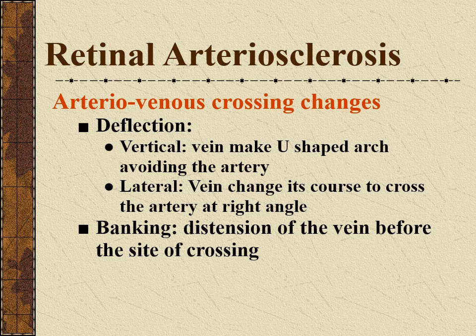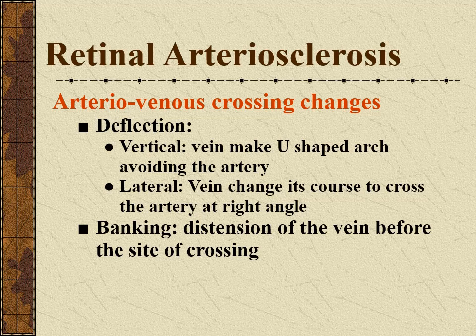Next is deflection. Here the veins try to avoid the artery, so that will lead to decreased complications from the arteriosclerosis. Deflection can be either vertical, meaning that the vein will make a U-shaped arch avoiding the artery, slightly deeper in the retinal tissue, or it can be lateral. It means that the vein will cross the artery at a right angle instead of crossing obliquely. All of this is to decrease the area of contact between the artery and the vein at the area of crossing, so that it will decrease the incidence of complications.